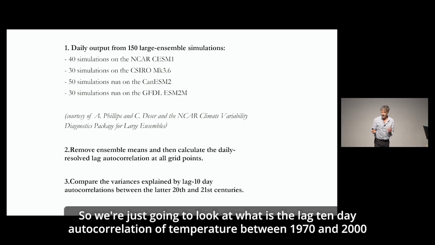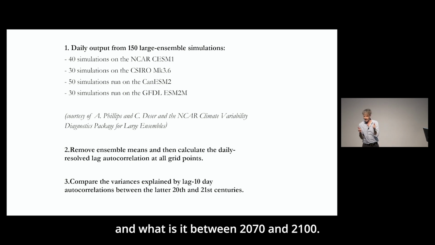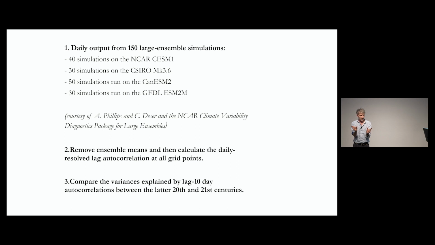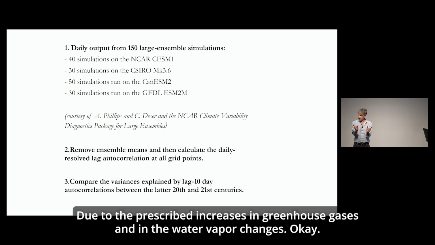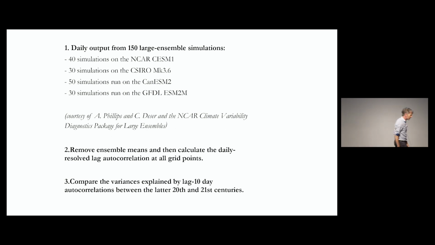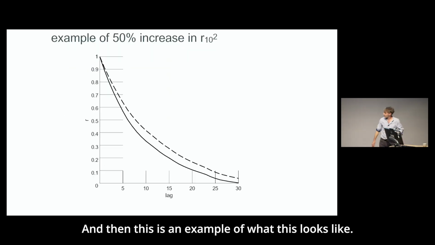So we're just going to look at what is the lag 10-day autocorrelation of temperature between 1970 and 2000, and what is it between 2070 and 2100. So a 100-year period difference, and again, you have some rate of forcing in there, right, due to the prescribed increases in greenhouse gases and the water vapor changes. Okay, so I'm just going to compare these two periods. We're going to look at the lag 10-day autocorrelation in this period and in this period. And then this is an example of what this looks like.